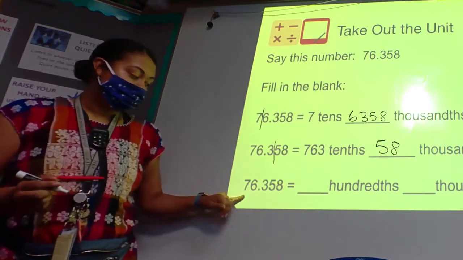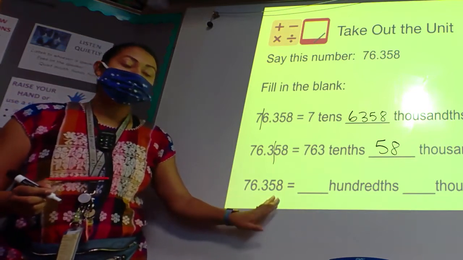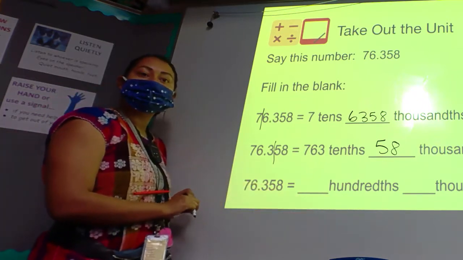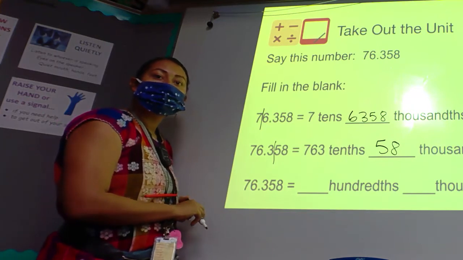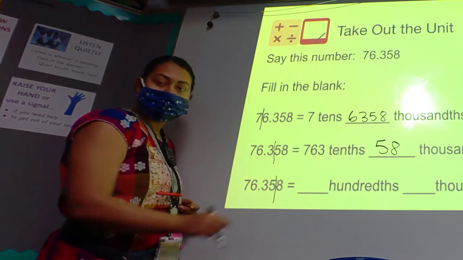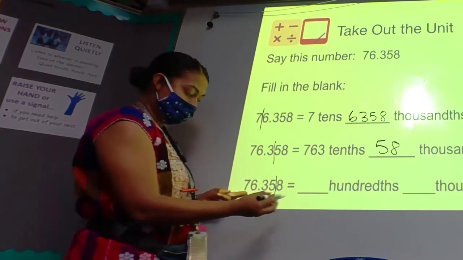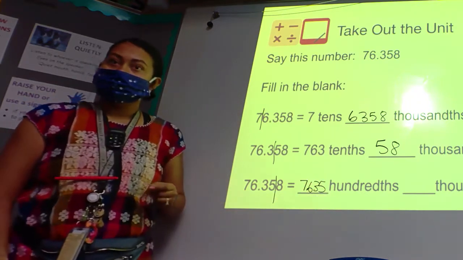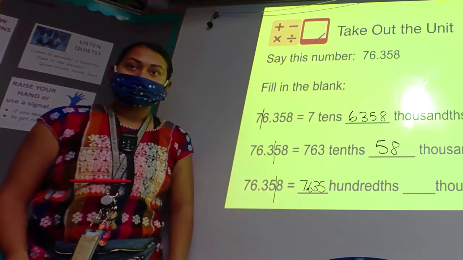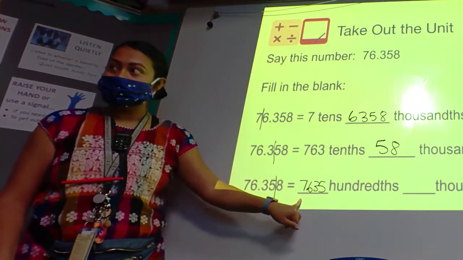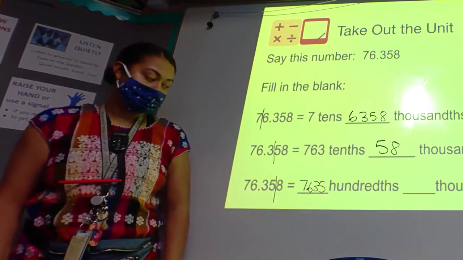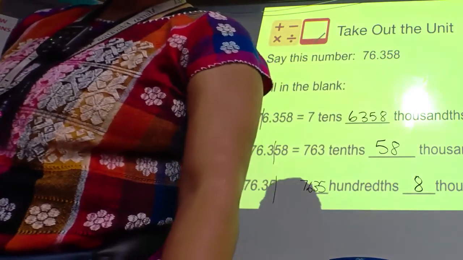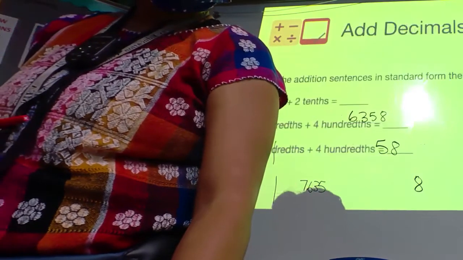Okay, next one. 76 and 358 thousandths is equal to how many hundredths? So which digit is in the hundredths place? The 5. So how many hundredths do we have? 7,635. Write it down. So how many leftover thousandths? 8. Good, Elian. Okay, quickly. 3, 2, 1.